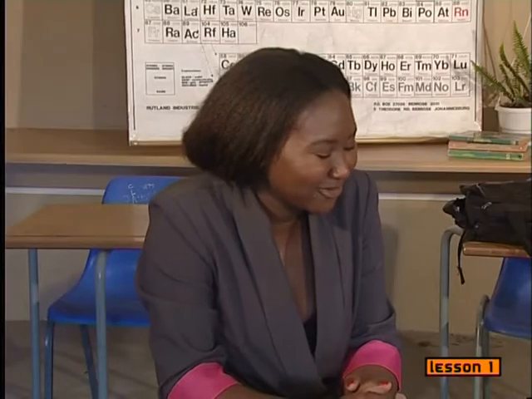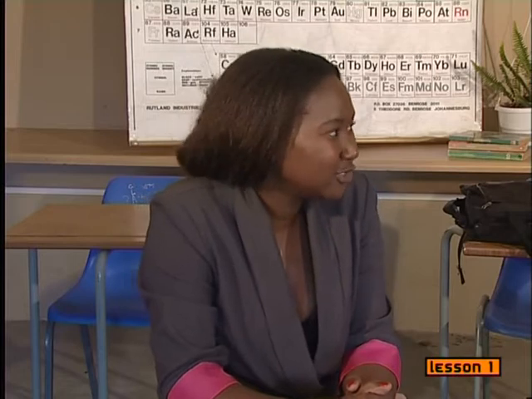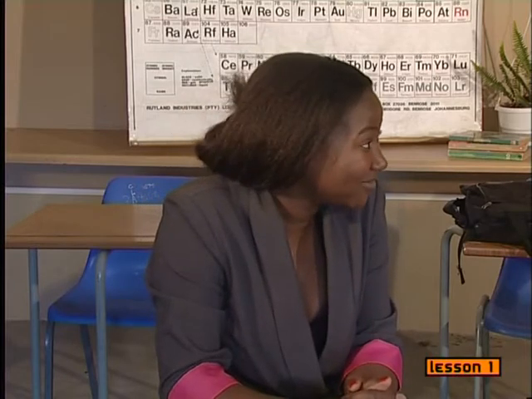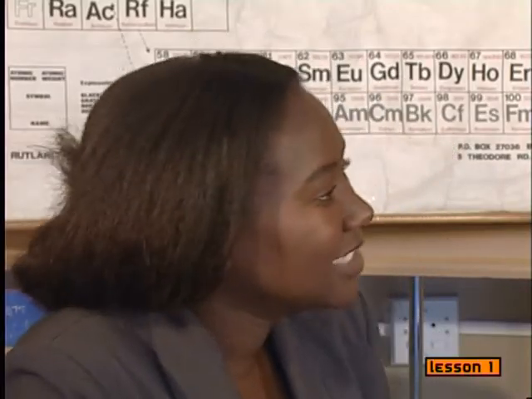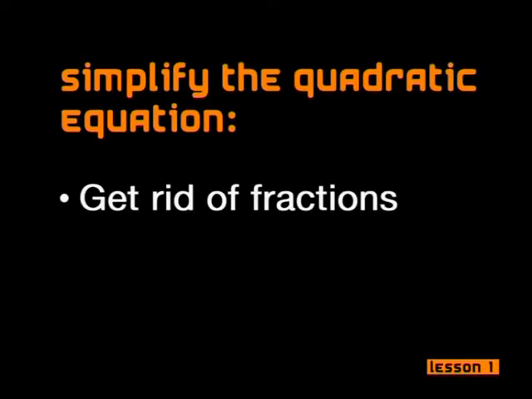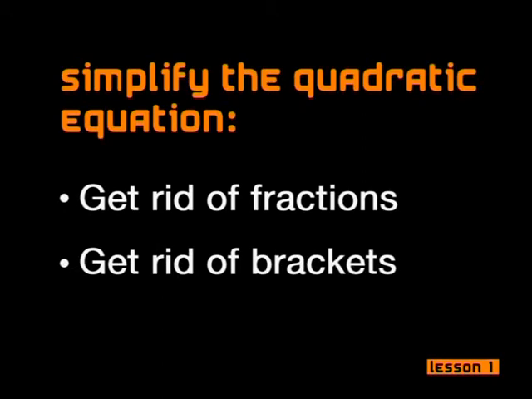That's excellent, Teboho. But can I ask you something? Do you think your answer is in its simplest form? Well, I suppose we could take out a common factor of 2 to make the equation simpler. That was very well done, Teboho. Sometimes an equation might not look like a quadratic at first glance. We need to first simplify it by getting rid of fractions and/or brackets before we can tell whether it's quadratic or not.